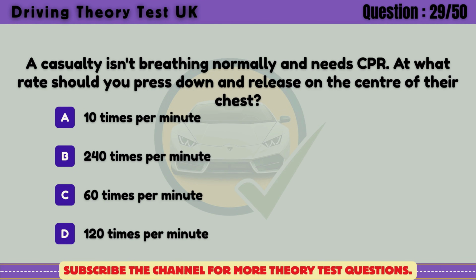Question 29. A casualty isn't breathing normally and needs CPR. At what rate should you press down and release on the center of their chest? Option A. 10 times per minute. B. 240 times per minute. C. 60 times per minute. D. 120 times per minute.